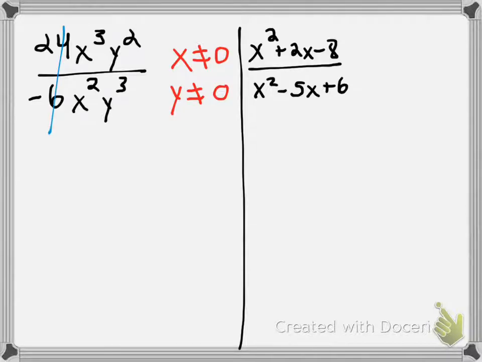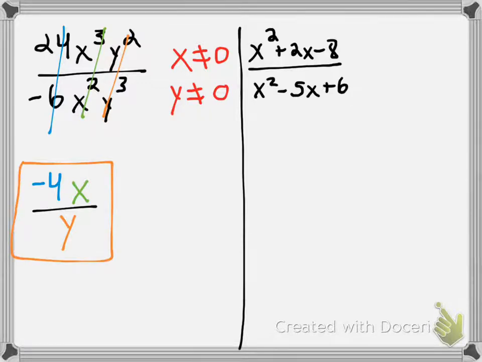24 over negative 6 simplifies to just negative 4. X cubed over x squared simplifies to just x, and y squared over y cubed simplifies to just y in the bottom of a fraction. If you don't remember how to do the simplification, you need to check out a video on exponent rules. You subtract exponents when you divide. When you have a negative exponent, it relocates to its reciprocal location, its inverse location. But anyways, with this video, here's our answer.